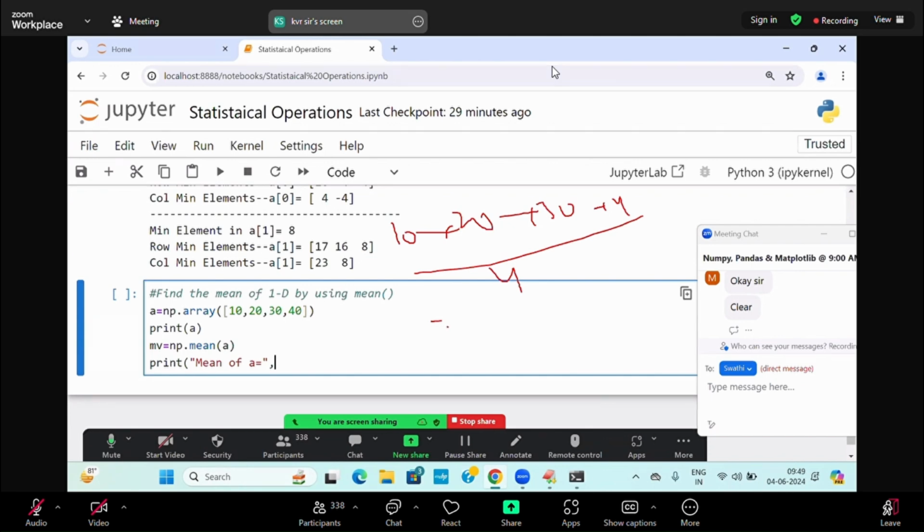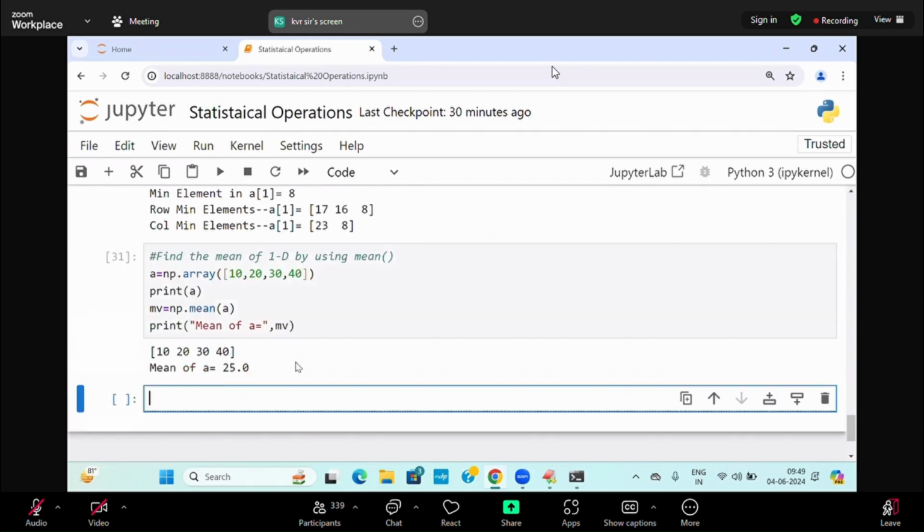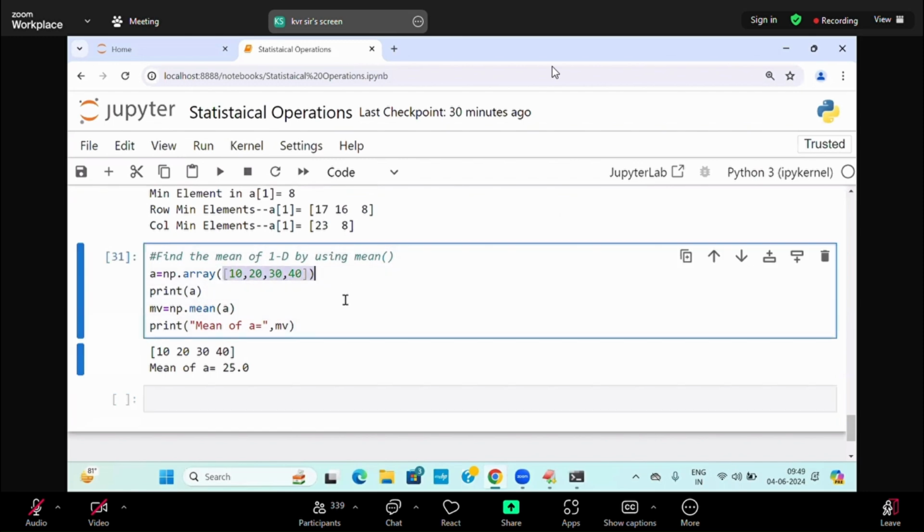40 by 4, number of numbers, which is almost 100 by 4. 100 by 4 is nothing but 25. You will get 25.0. So I'll write MV, and you are going to get 25.0. That is 1D. It is straightforward. Go to the next point.